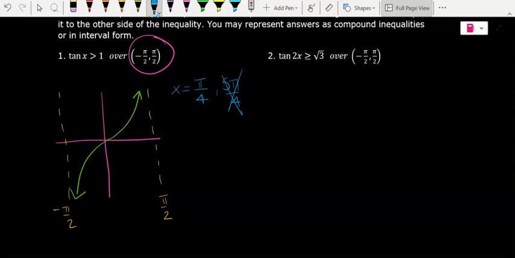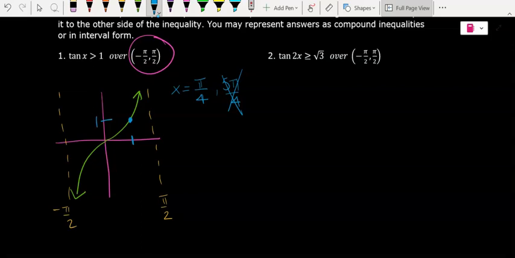Negative pi over 2 to pi over 2 is my period for tangent. That's the period of pi right there. And so I'm only going to equal pi over 4 one time. And in fact, in this case, it's going to be right here. If you guys recall, that's where it equals 1 right here.